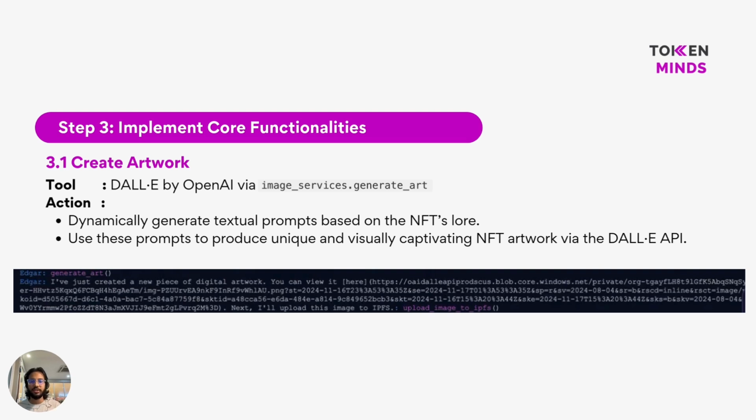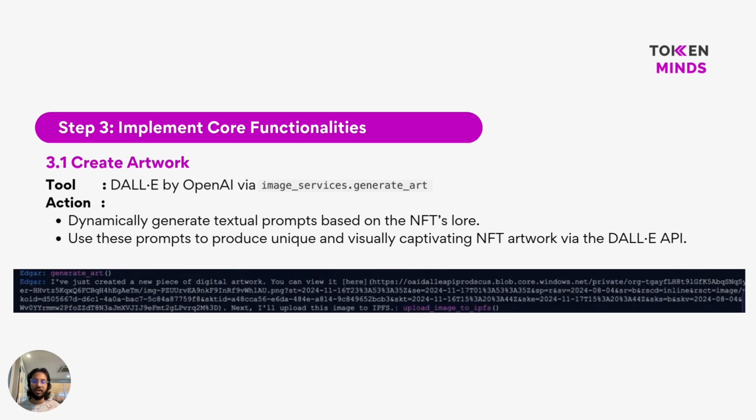So what it's gonna do is dynamically generate visual forms based on the NFT metadata that I explained earlier. And if you see in the example, it's gonna call a function generate art, and then Edgar is gonna respond, saying, "I have just created a new piece of digital art. You can view it here." And once the art is already created, it's gonna give you a link to the art.